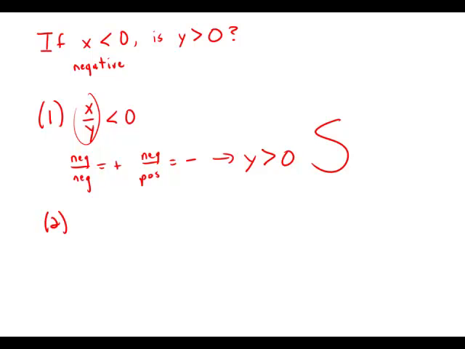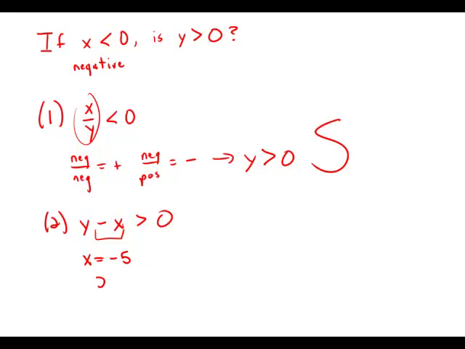Statement number 2, y minus x is greater than 0. Well, this is an interesting statement because what we know here is we're subtracting a negative, and subtracting a negative is the same as adding a positive. So for example, suppose x equaled negative 5. Well, then y could be positive, and y minus negative 5 would be positive, but y could also be negative.